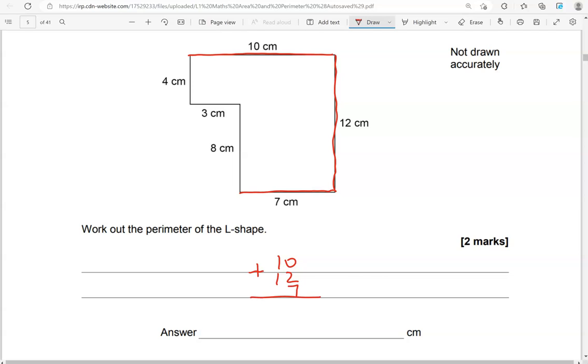I'm going to add these first. 2 and 7 is 9, 1 and 1 is 2. So we've got 29 now. And we're going to add 8 and 3, that is 11. And finally, I'm going to add 4 to that. Now 9 and 1, that is 10, and the 4, that is 14. So 4 down, 1 carried over. 2 and 1 is 3, and the 1 is 4. So we've got 44 centimeters in total. So that's the perimeter of the L shape.